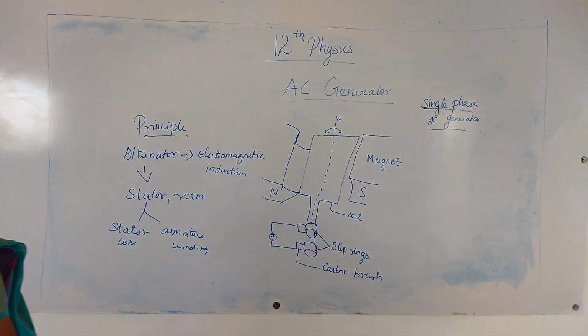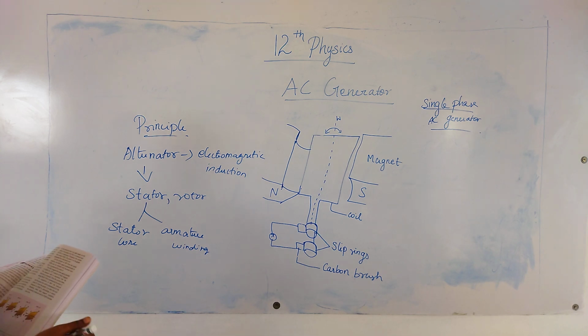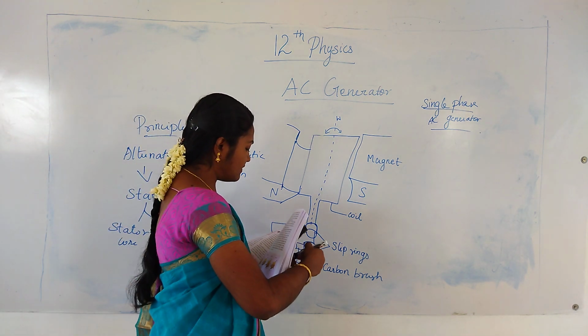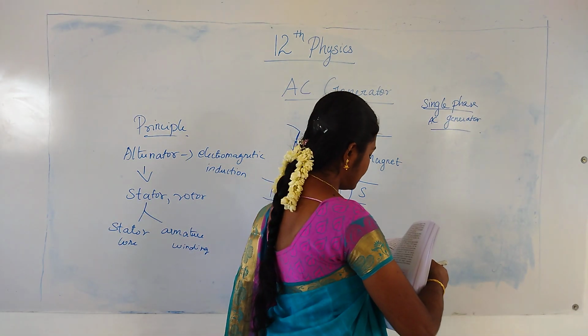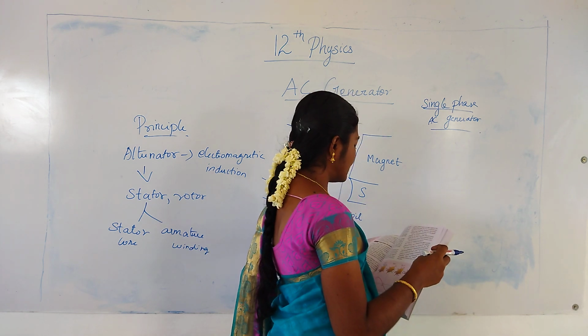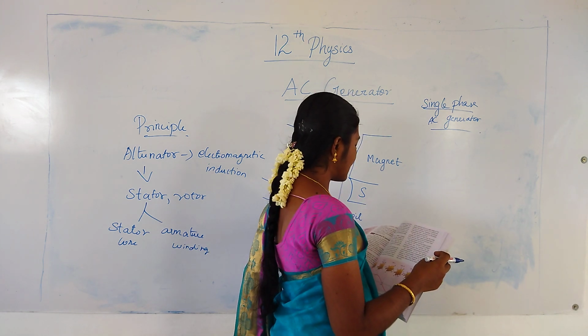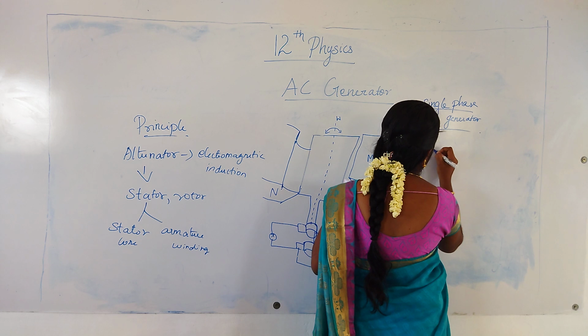Single phase AC generator. In the single phase AC generator, the armature conductors are connected in series so as to form a single circuit which generates a single phase alternating EMF, and hence it is called a single phase alternator.